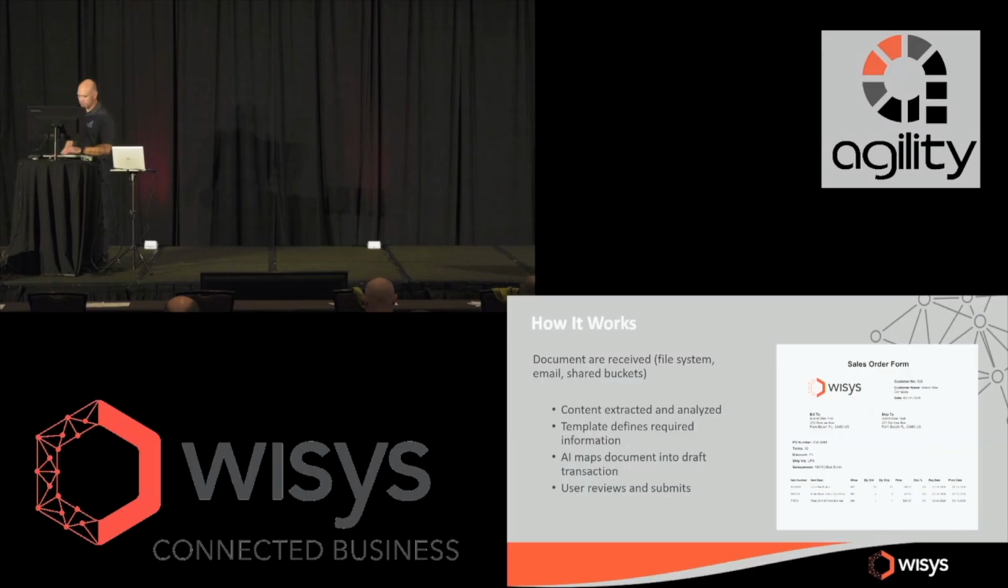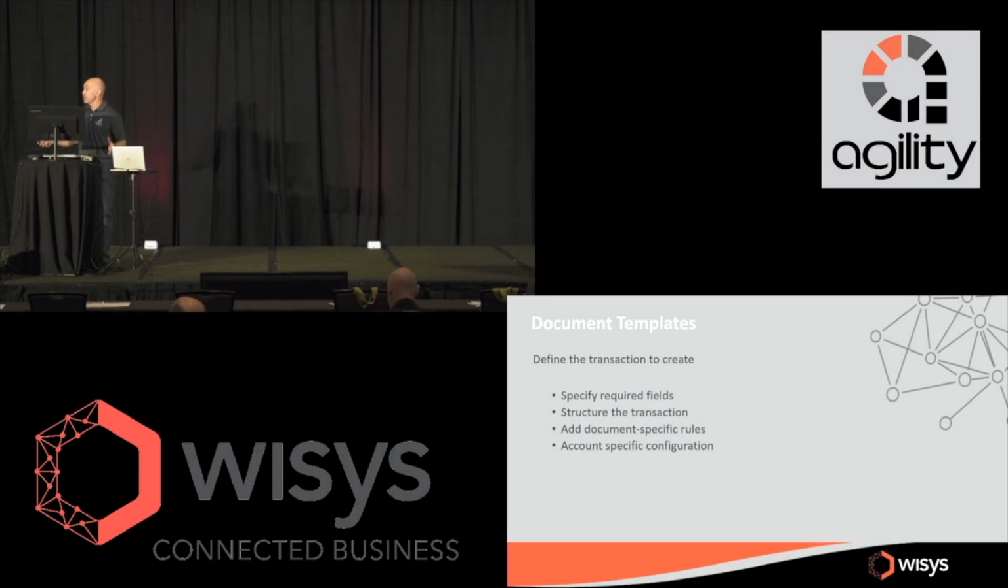So how does this work? Documents come into the system in all forms. The content gets extracted and analyzed. The template is used to define required information. The AI engine maps documents into draft transactions, and ultimately the user is able to review and then act on that document, whether it be a sales transaction, a purchase order, inventory movement, and so on.